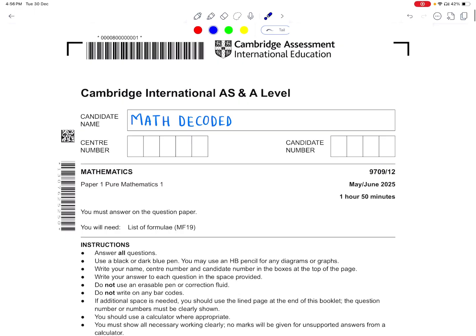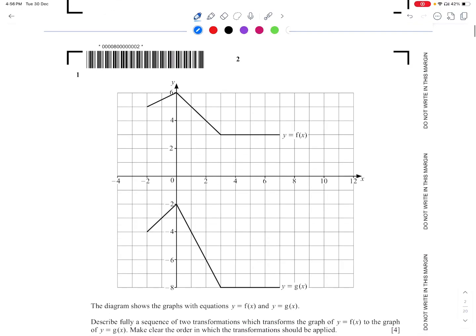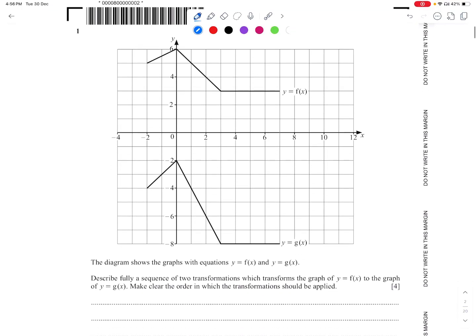So let's get started. Alright, the first question over here is about transformations. It asks you to transform f of x to g of x. And it says to describe fully a sequence of two transformations which transforms the graph of f of x to the graph of g of x. And you need to take care of the order as well.